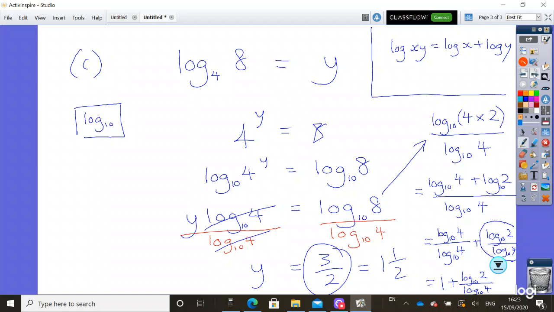So on to question 2 now. Again, there are 3 parts to that question. So this time it's asking us to express as a single logarithm to base A. So the question is 2 log A 5.